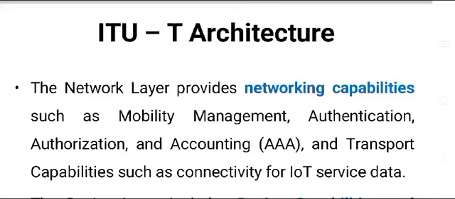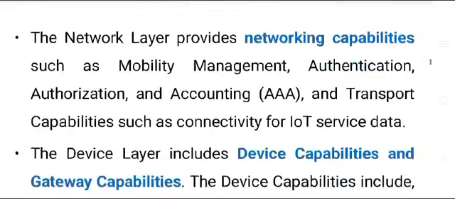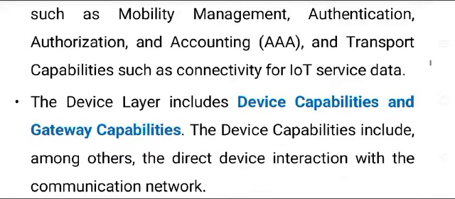So in this architecture, there is a network layer which provides networking capabilities like mobility management, authentication, authorization, and accounting, which is shortly defined as AAA, that is authentication, authorization, and accounting. So these functions are used in the IoT architecture for connecting the service data.